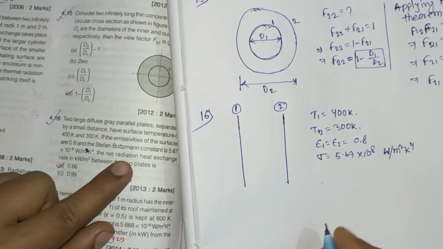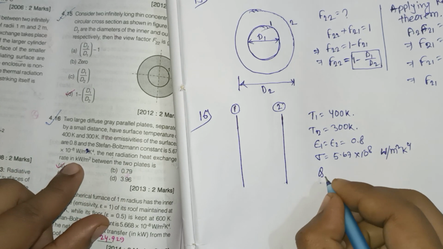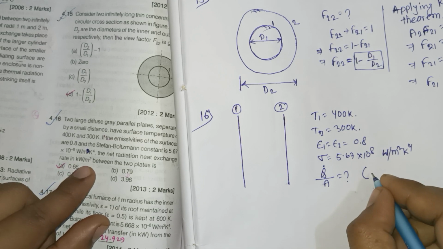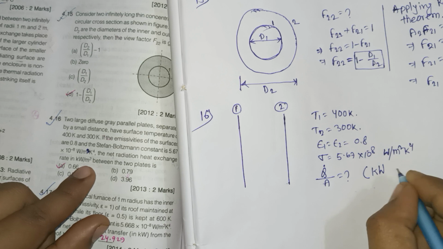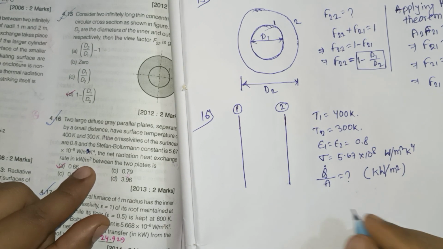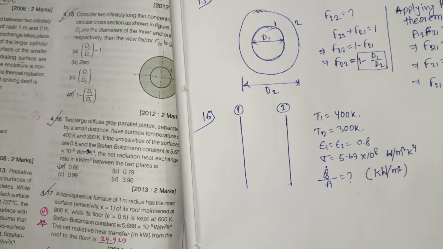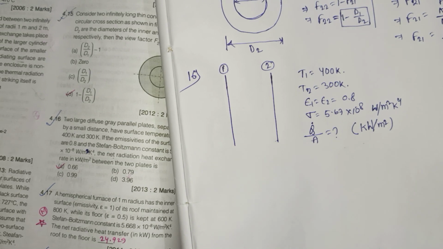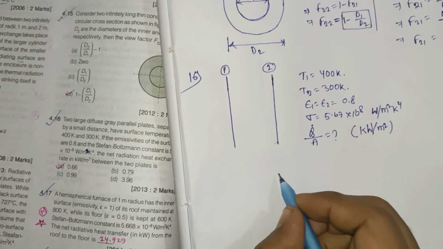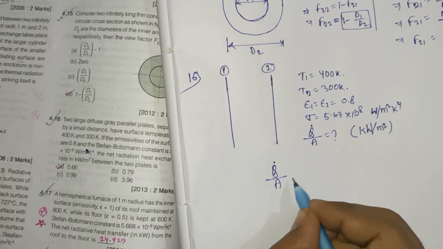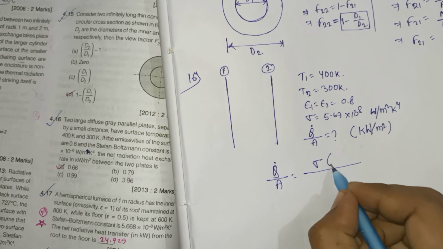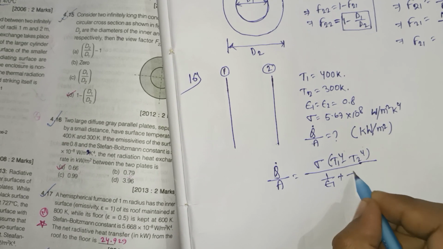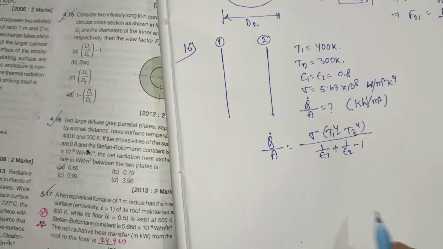So the net radiation heat exchange rate, Q dot by A, in kilowatt per meter square, is what we have to find. What is the formula for finding Q dot by A? Q dot by A is equal to sigma into T1 to the power 4 minus T2 to the power 4, divided by 1 by epsilon 1 plus 1 by epsilon 2 minus 1.